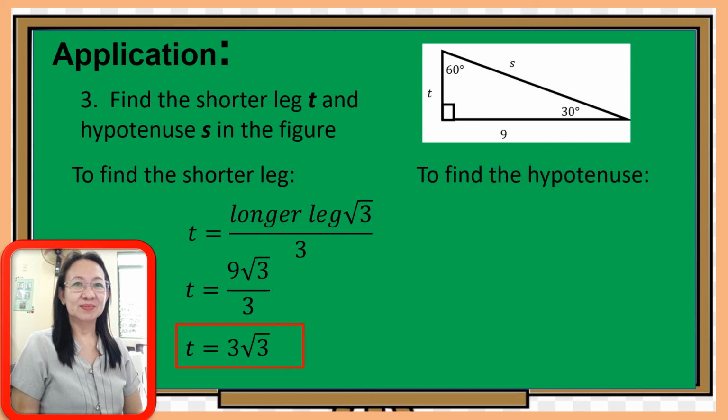Another is to find the hypotenuse. So we have to use s is equal to 2 times the shorter leg. By substitution, s is equal to 2 times 3 square root of 3. Then we have 2 times 3 is 6, then copy square root of 3. So we have the hypotenuse is 6 square root of 3.